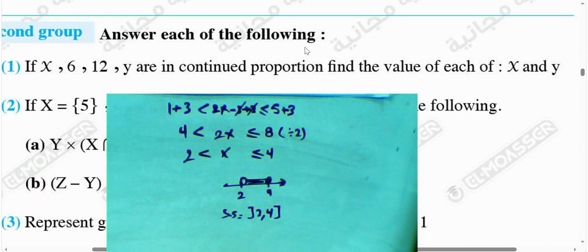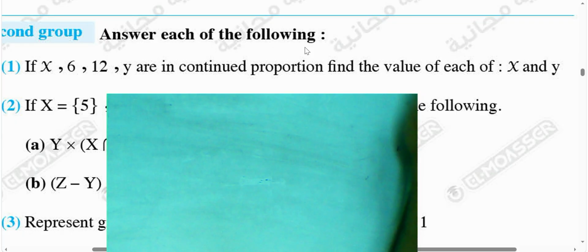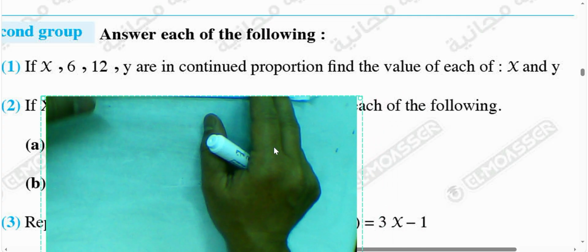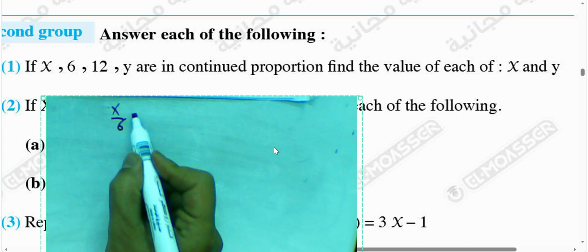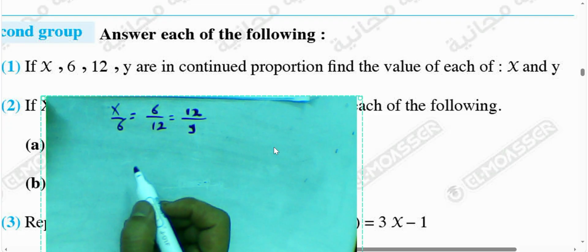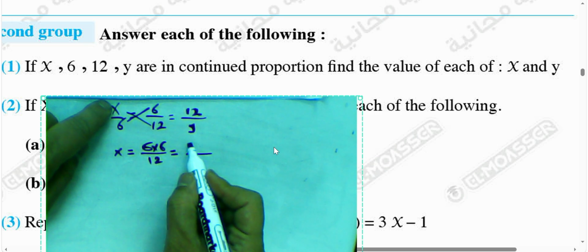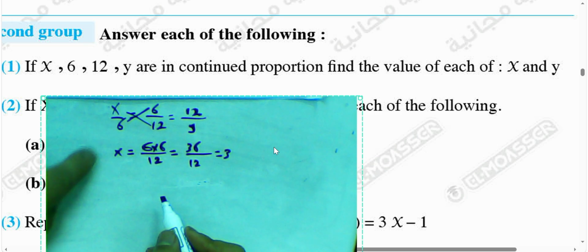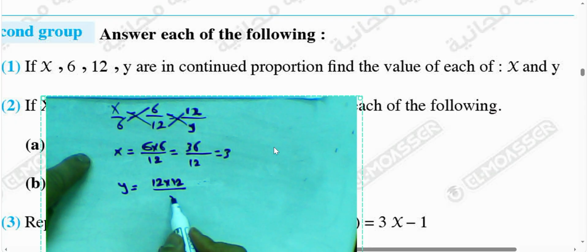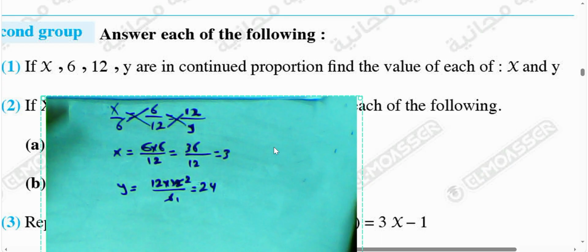Next example here: x, 6, 12, y are continuous proportional. Find the value of each of x and y. We can find the answer by writing the properties: x over 6 equals 6 over 12 equals 12 over y. To find x, the product of extremes equals the product of means: 6 times 6 over 12, 6 times 6 is 36 over 12, the result will be 3. And also we can find y: y equals 12 times 12 divided by 6. 12 divided by 6 equals 2, times 12 is 24. The result will be 24.